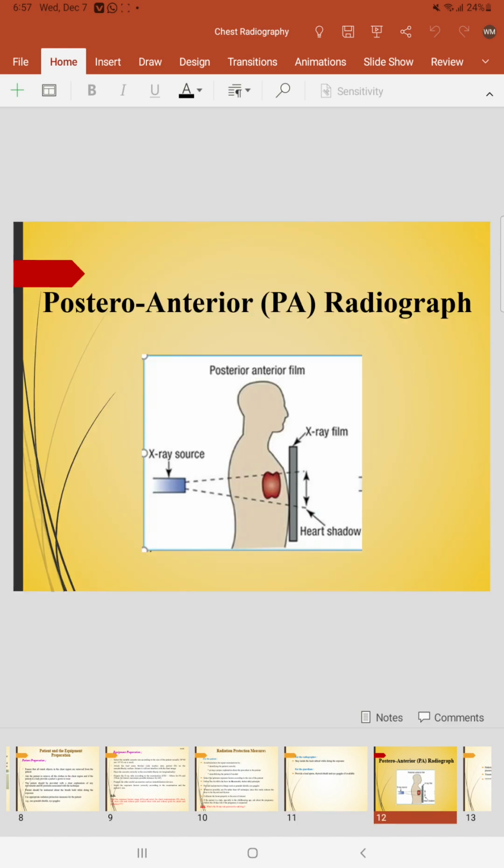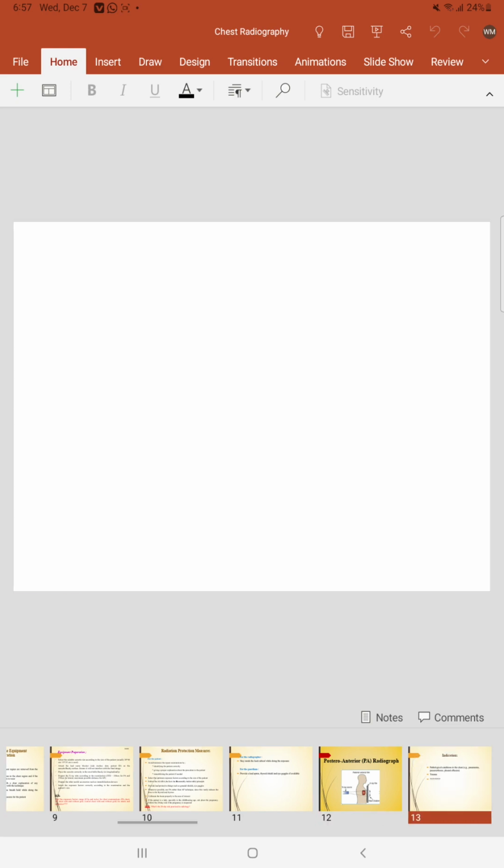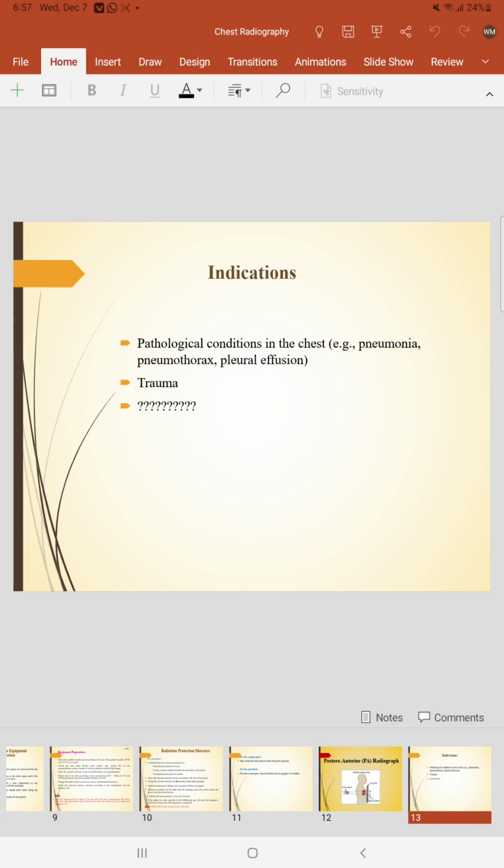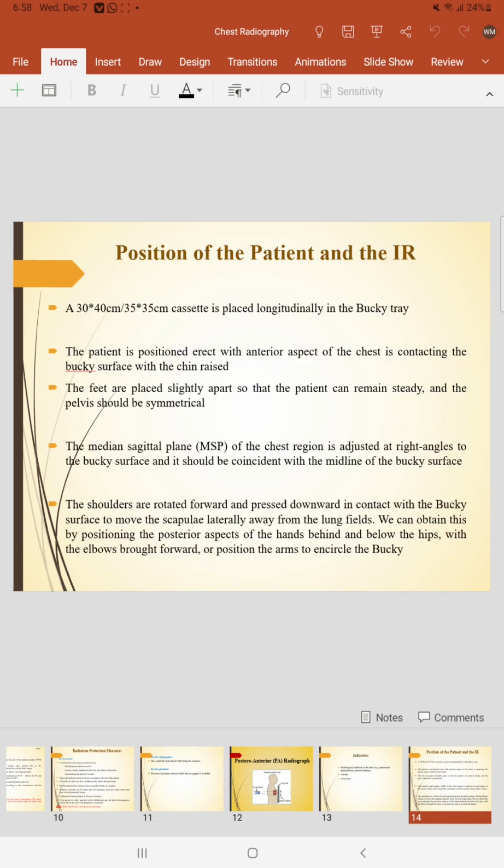Okay, now we are moving to the PA radiograph. What are the indications? Pathological conditions in the chest. Examples are pneumonia, pneumothorax, pleural effusion and trauma. Position of the patient and the image receptor.